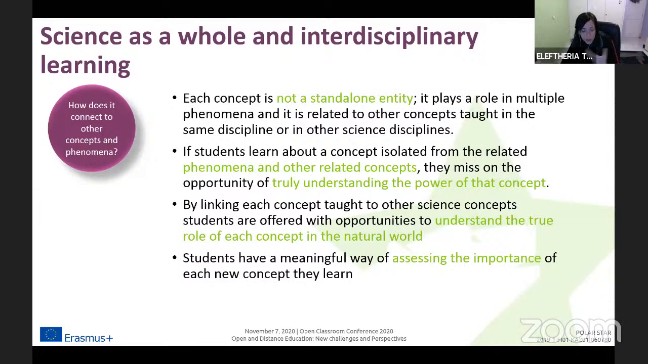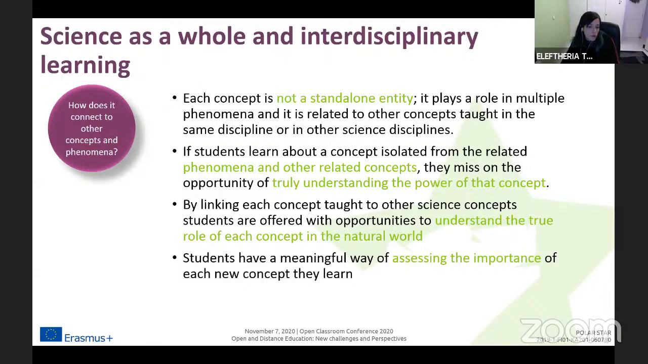What's the meaning of the concept? It has no meaning to them. So we give meaning to the concept by connecting them to the real world. We give them even more meaning by seeing them in action through the different phenomena and concepts.